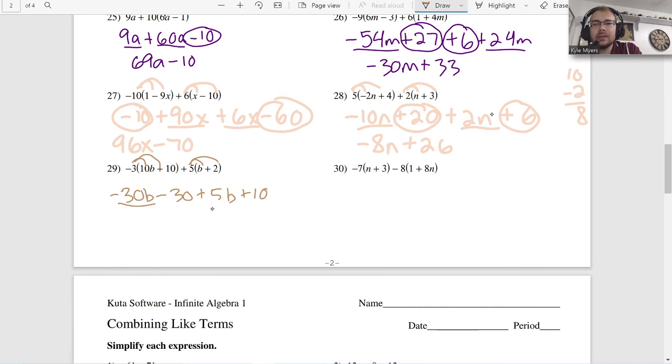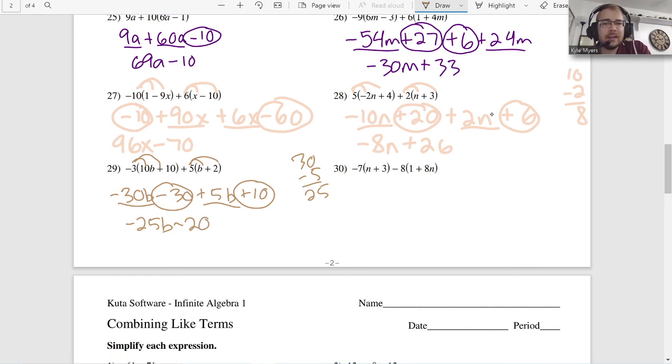Okay, like term, like term. They both have the b thing in them. Negative 30 plus 5. I'm going to be subtracting. The signs are different. 30 minus 5 is 25. But the 30 was negative, the 5 was positive, so this is going to be a negative 25b. Then I've got two of these guys. The signs are different, so I subtract. 30 minus 10 is 20, so this would be negative 20.